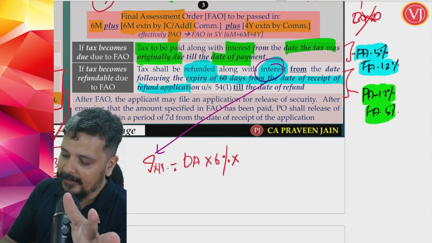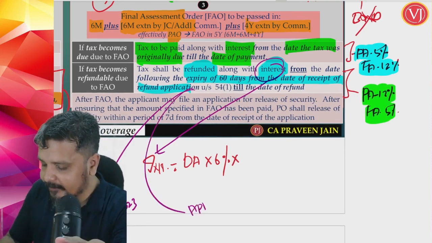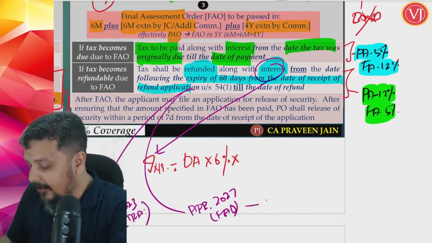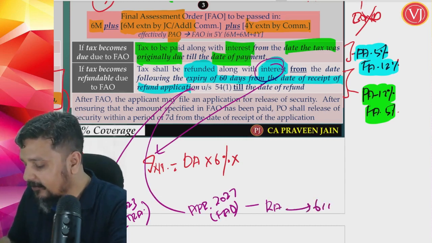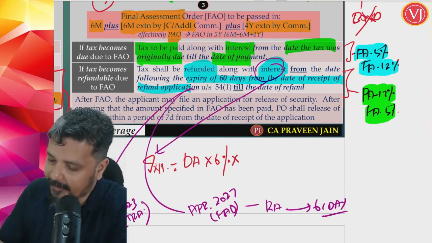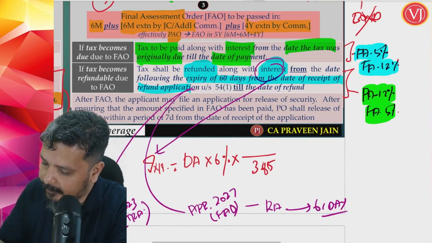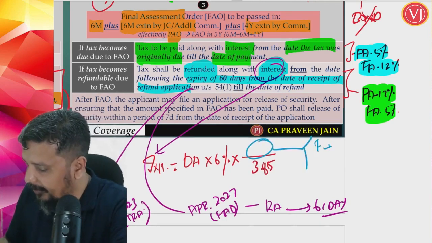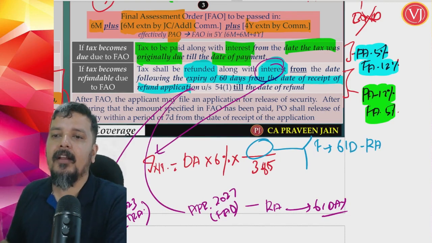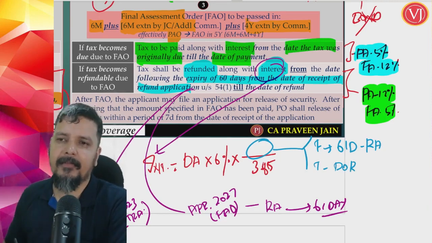What was our understanding? The transaction pertains to April 2023 and the final assessment order came in April 2027. Then you will apply for a refund application. After that, the 61st day will be the first day for interest. So interest will be given, but the amount for interest will start from the 61st day of the refund application, till the date of actual refund given by the government. Till date is always simple. From date is the question.